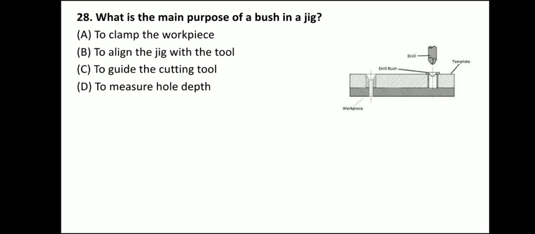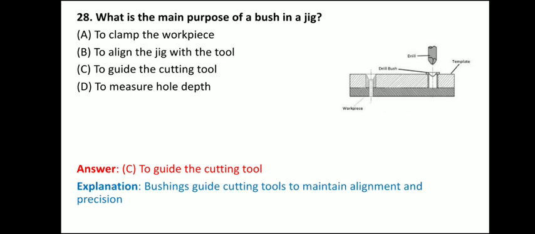What is the main purpose of bush in a jig? This bush that you have provided here, what is its purpose? The answer is to guide the cutting tool. So it basically guides the cutting tool. Here it is a drill bit, and the drill bit we pass through this bush. So bushing guides the cutting tool to maintain alignment and precision.